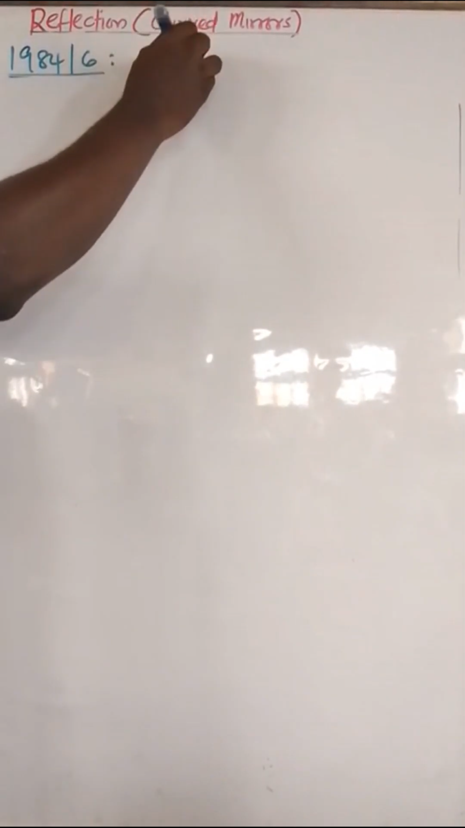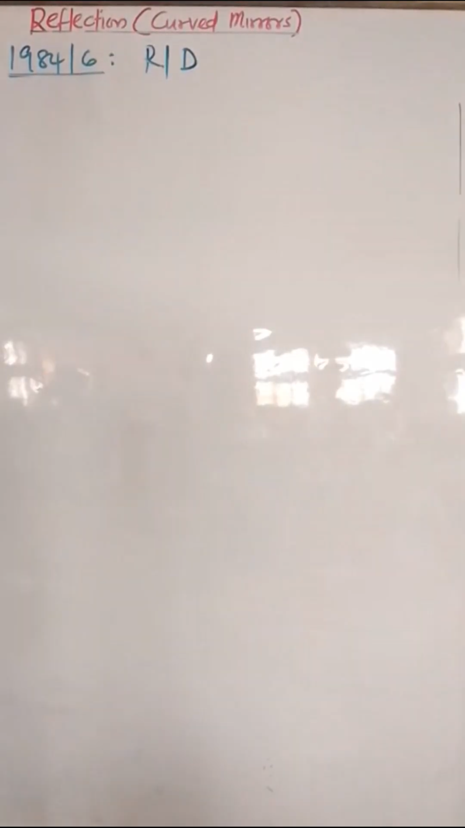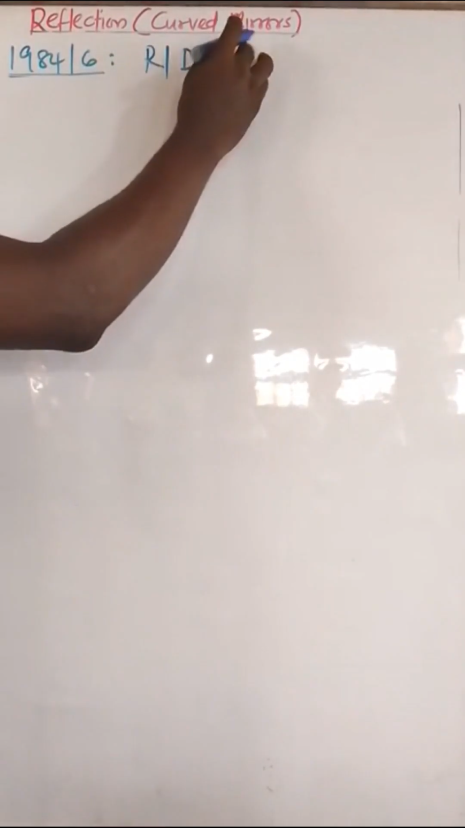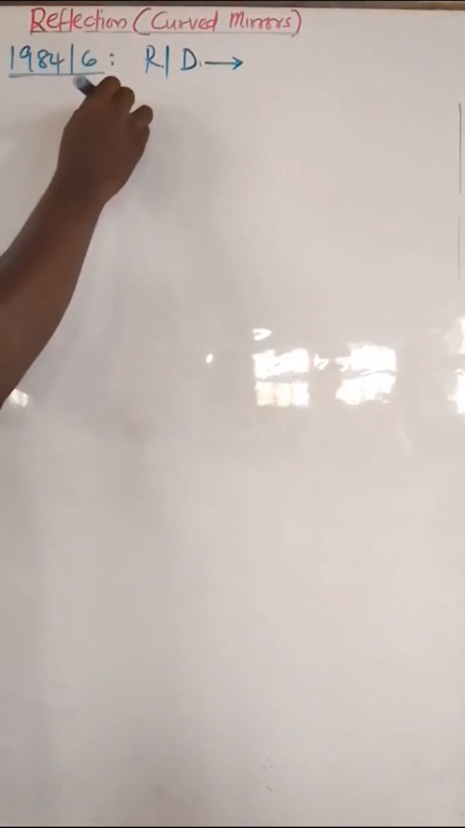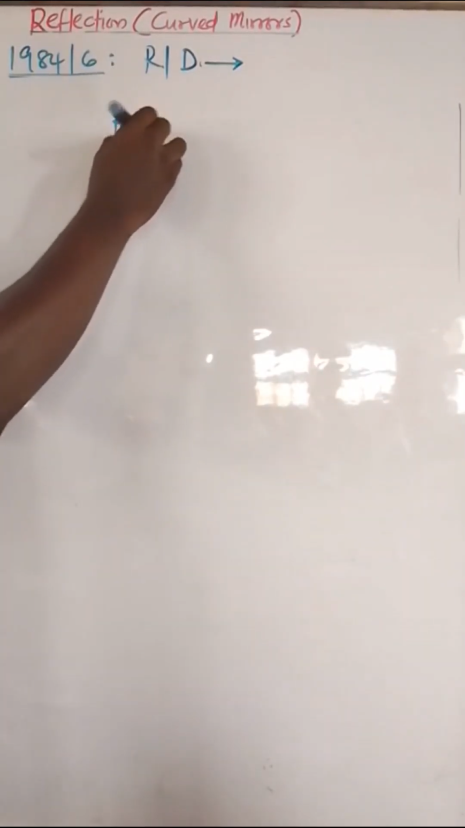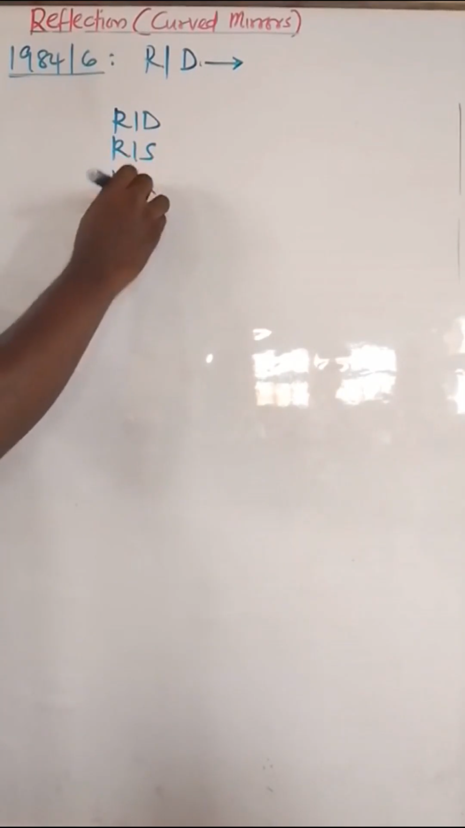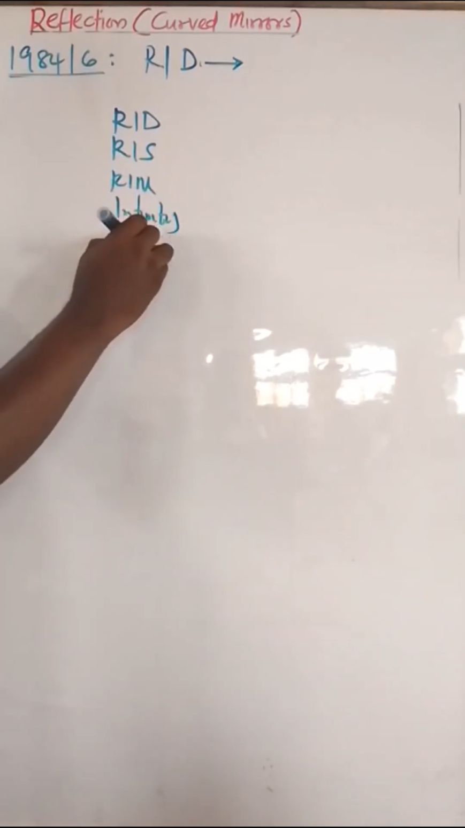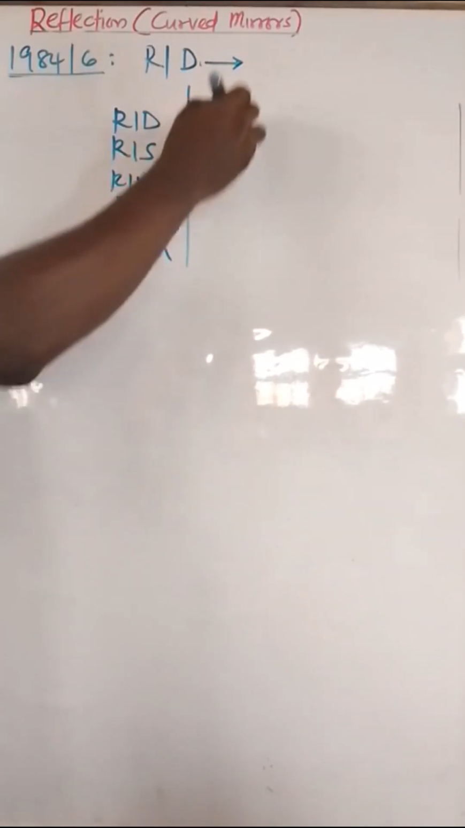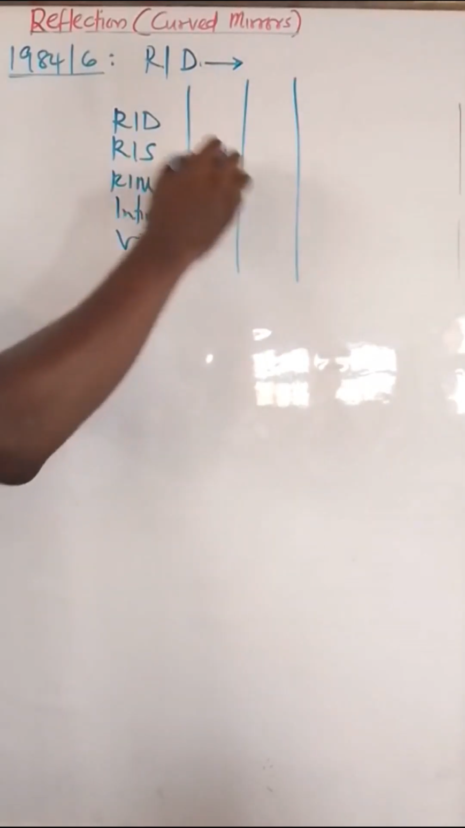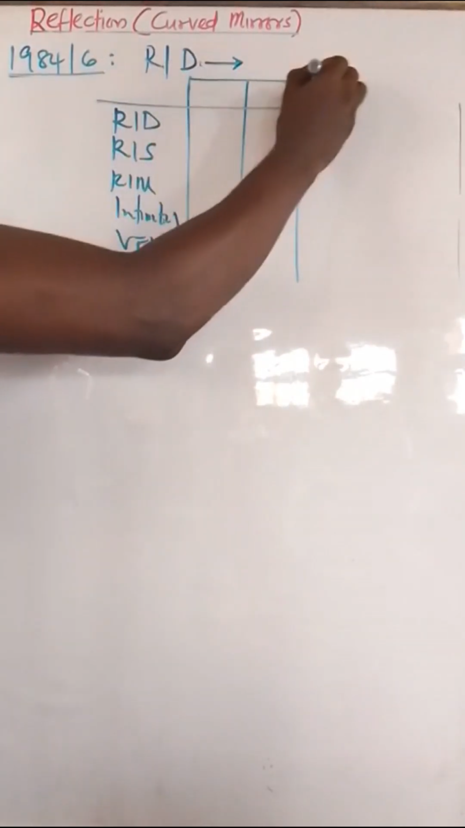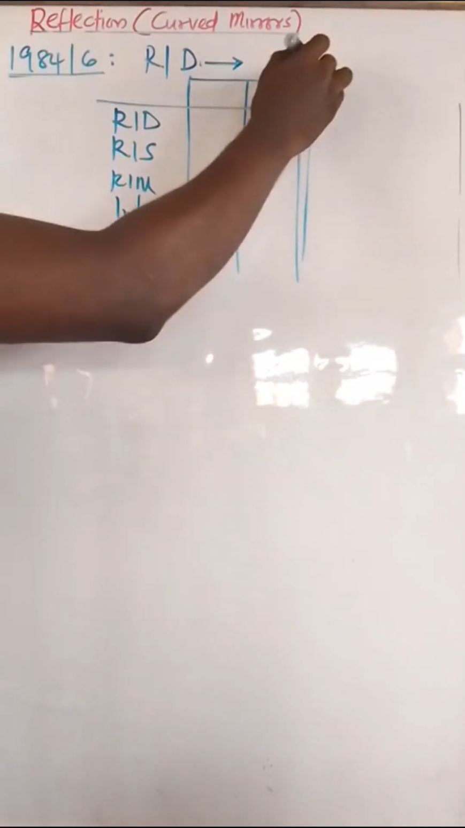1984, question 6. For a concave mirror to form a real diminished image, that's RID, real inverted diminished. The object must be placed where? Let's, without checking the options, recall. For a concave mirror, just find a way to memorize this. We have RID, RIS, RIM, infinity, and we have the position of object and image.